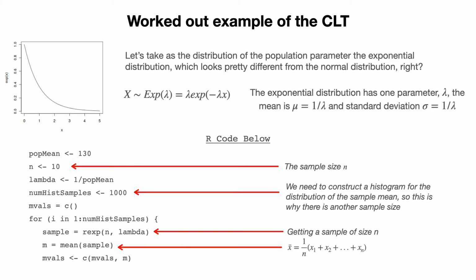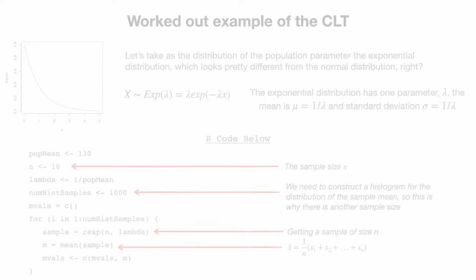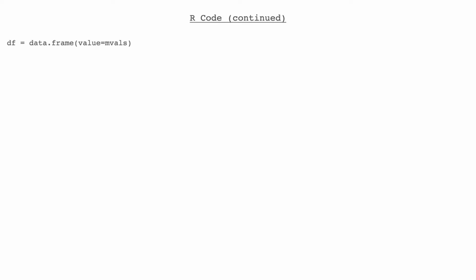And with that, we should be able to plot. Now we have collected our data from our simulated population. Then what we do next is put that in a data frame. So mvals, remember, is the list of values that we simulated, and then we plot.